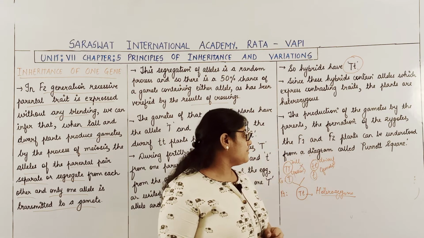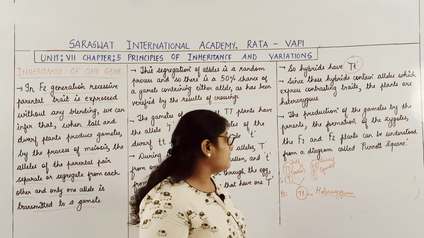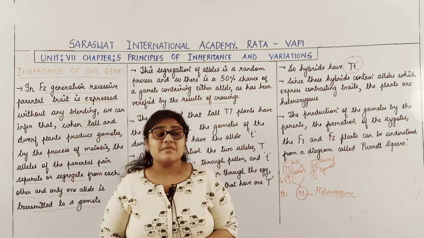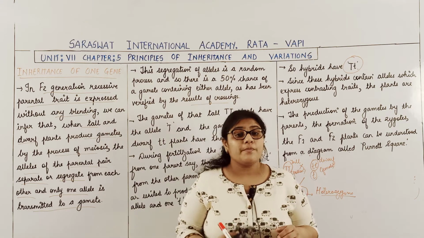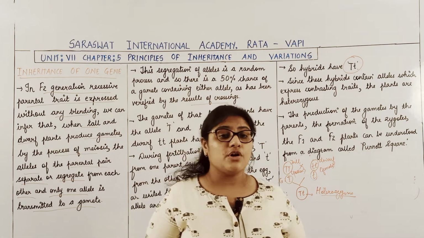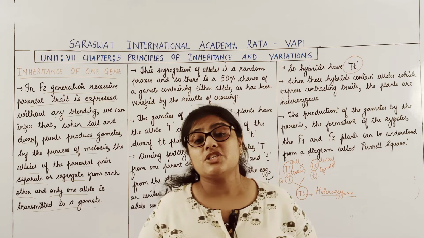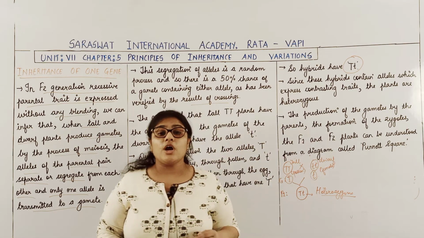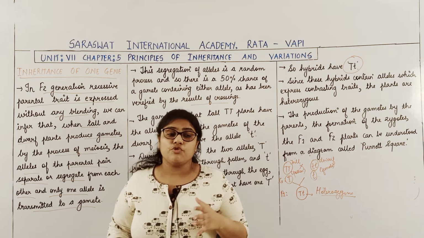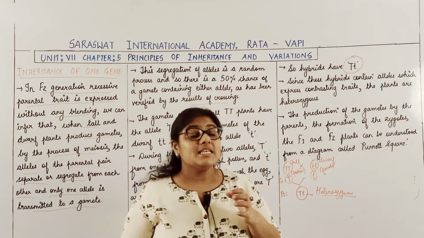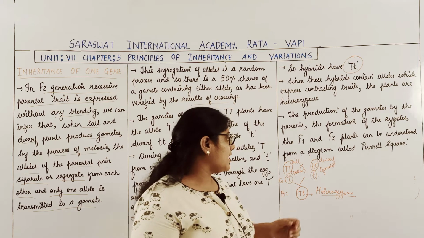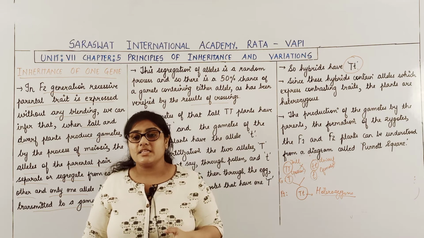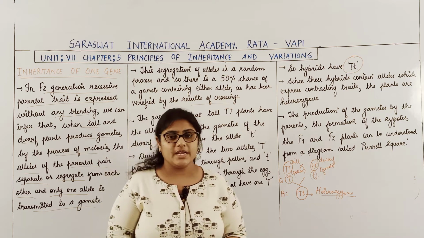Now, the production of the gametes by the parents, the formation of the zygotes, and the F1 and F2 plants can be understood through a diagram called the Punnett square. Now, plants will produce which type of gametes? After formation of gametes, which type of zygotes will be formed? And finally, what would be the F1 and F2 plants? That can be easily understood through a diagram called the Punnett square.